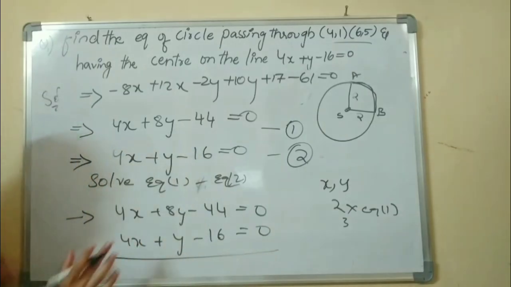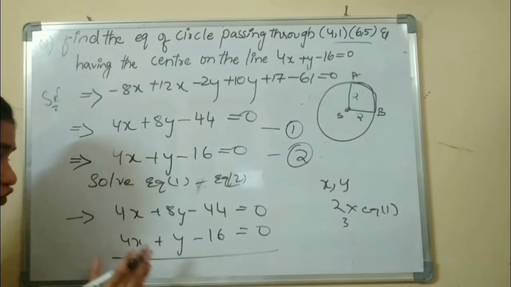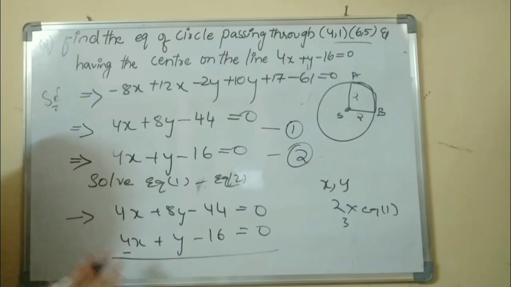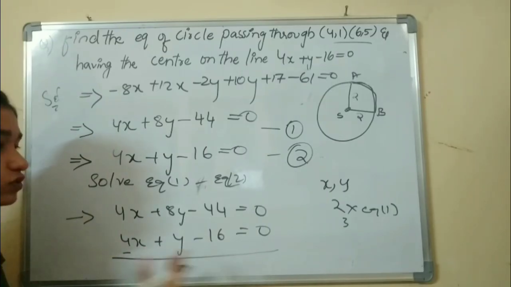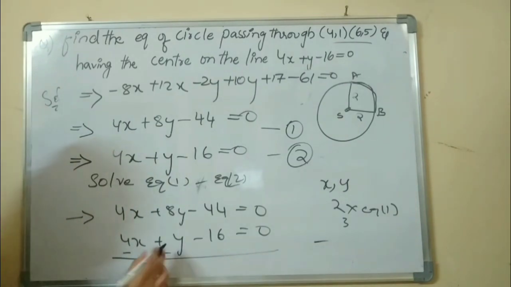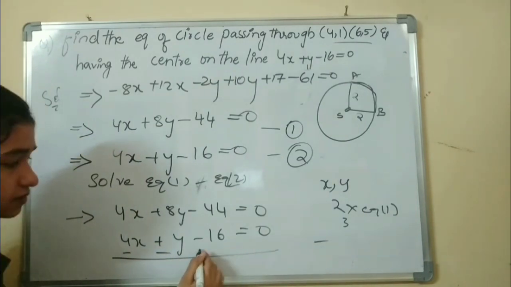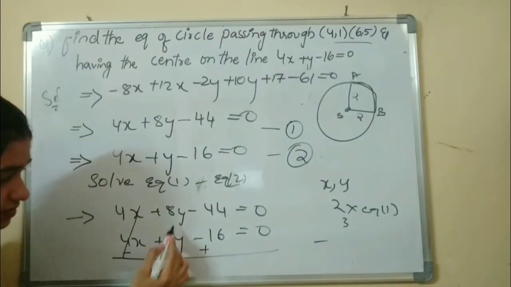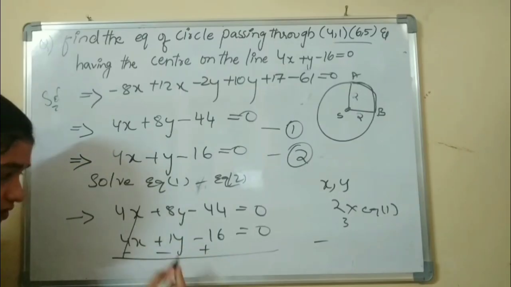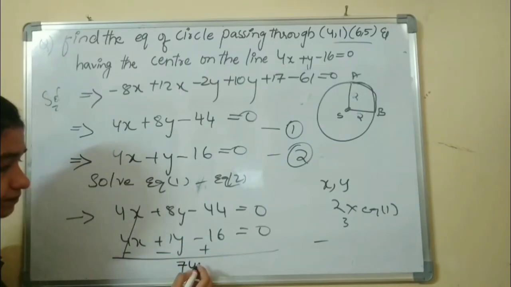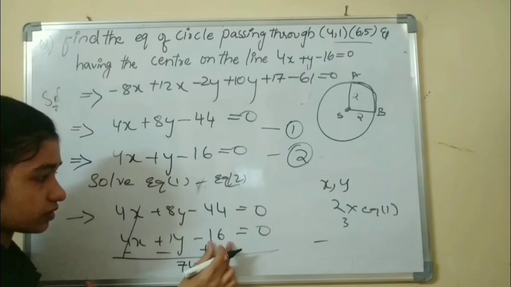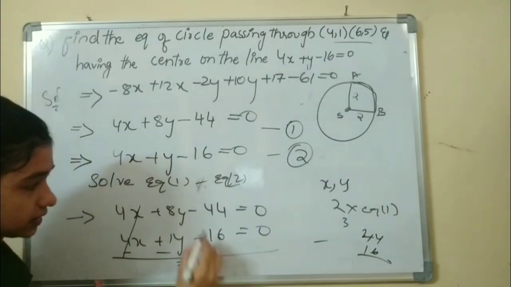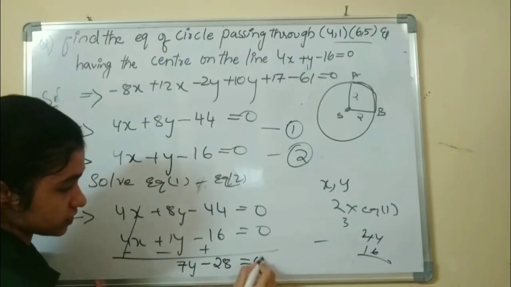But whenever we are solving these equations, we have to make sure about the signs. Whatever the given sign is, we have to mark the opposite sign. Here plus is there, so again minus. Here minus is there, so I'll mark it as plus. Plus 4x minus 4x cancel, and plus 8y minus y is 7y. Next, 44 minus 16 gives minus 28 equals 0.